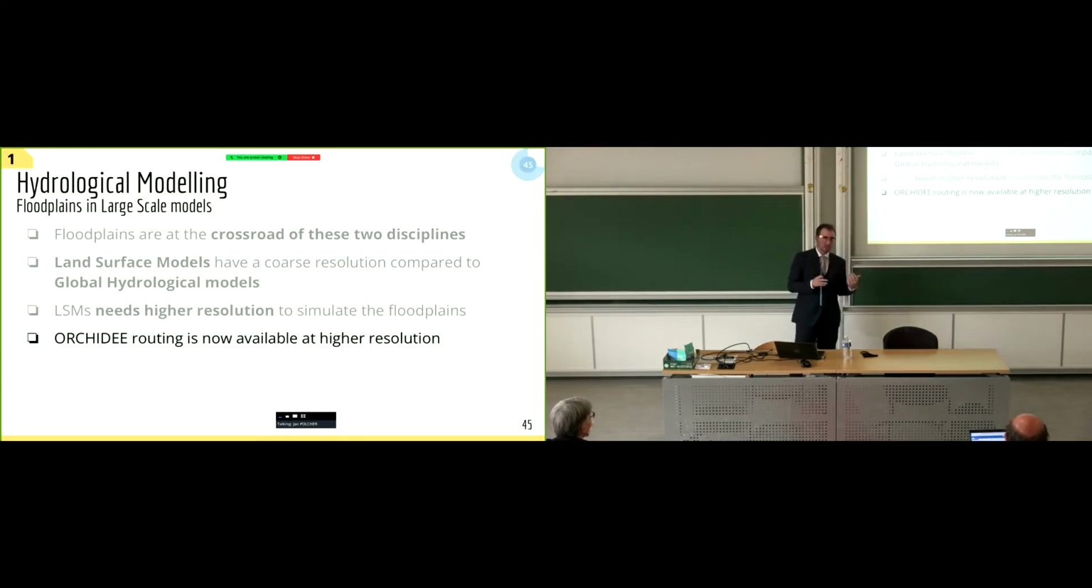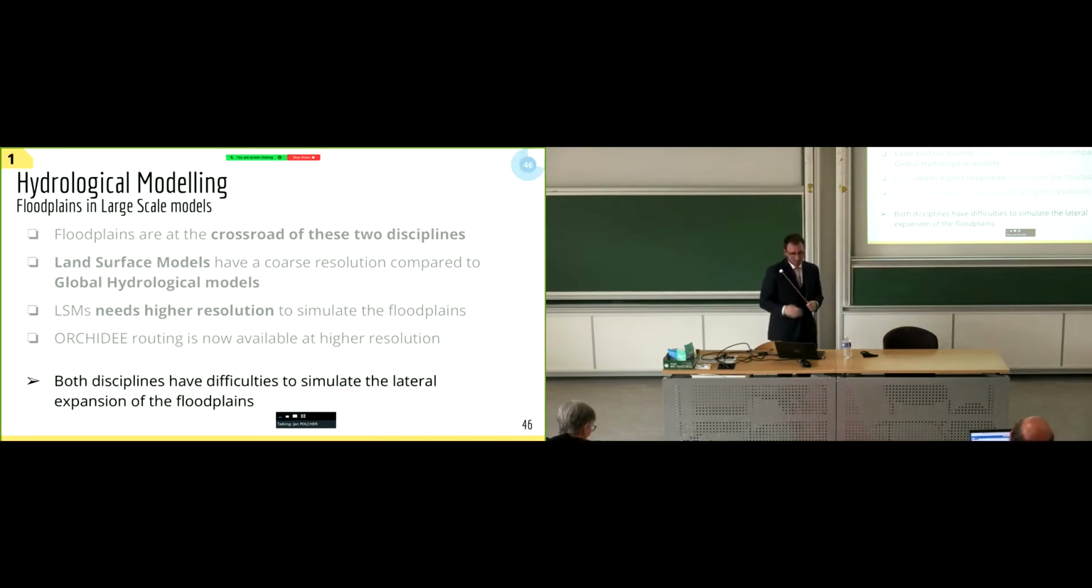The ORCHIDEE model routing is now available at higher resolution. I've been part of this work, and this is part of my thesis, but this won't be included in this presentation. But from this, we are able to construct a higher resolution floodplain scheme for the model. And one last point is that the common difficulty for both disciplines is to simulate the lateral expansion of the floodplain. This is one of the major difficulties.